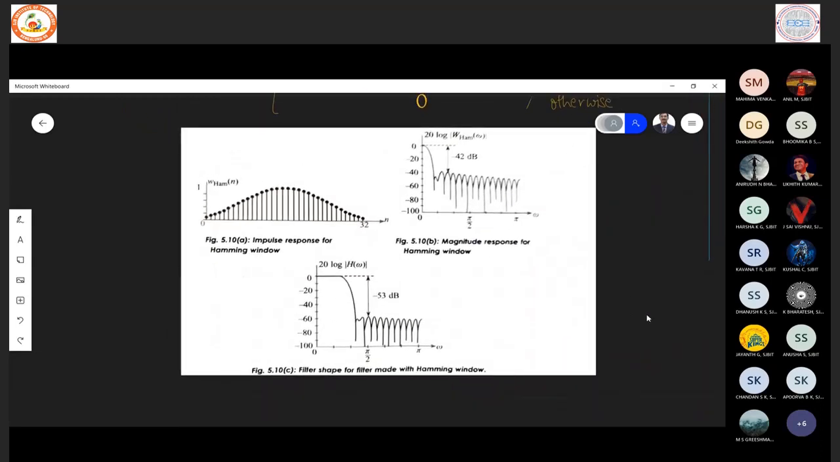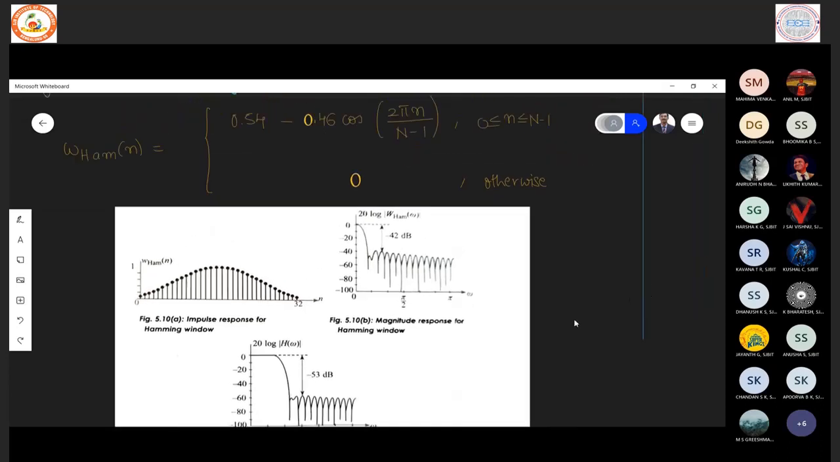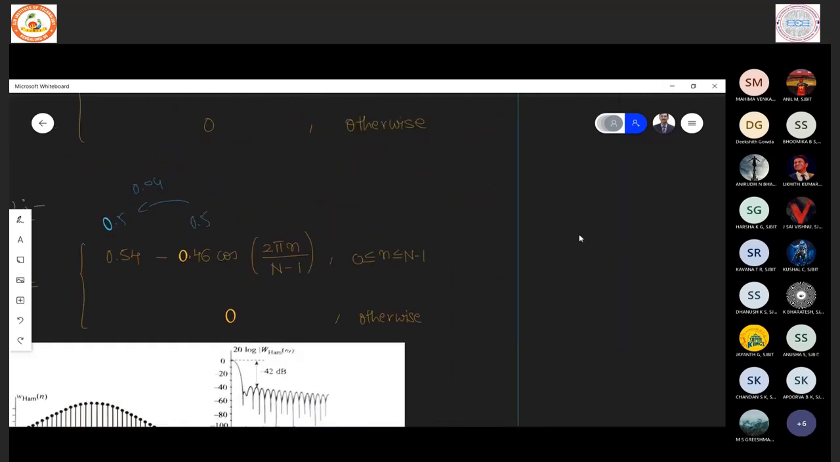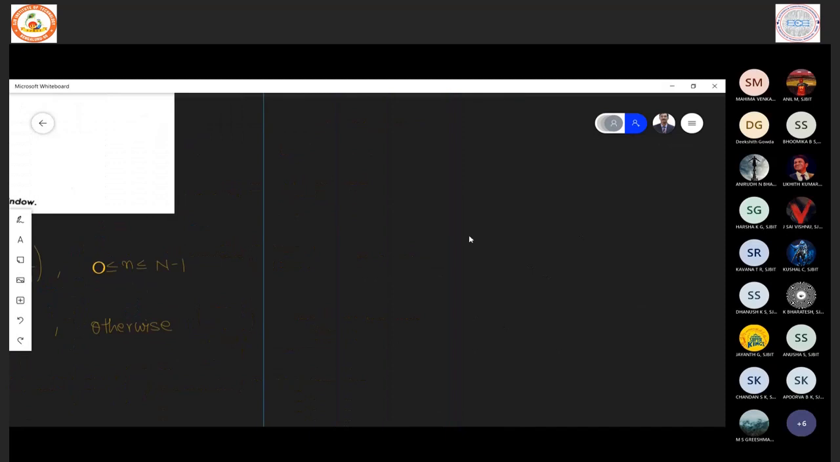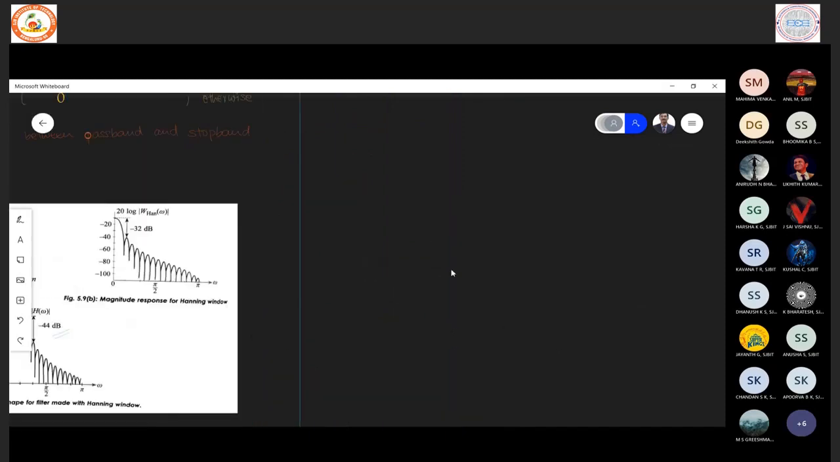There's a 5th one called Blackman, which is even better than this, but I don't find it in your syllabus, so I don't think it is worth talking about it. So these are the different types of windows and different types of window functions. Now we are set, we are aware of the procedure, and we can actually think about learning the design.